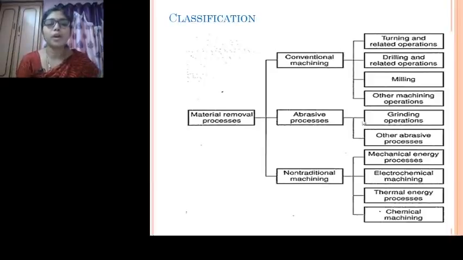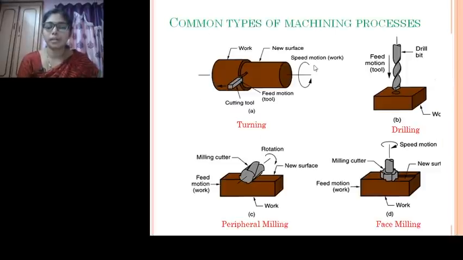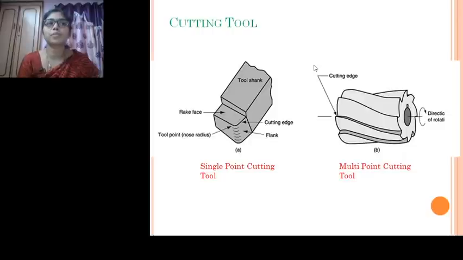Right? So for now, the machining process or the material removal process is classified into conventional machining, abrasive process, like removal of material by using abrasive particles, and non-traditional machining process. Now, in conventional machining, we use different types of tools, like a single point cutting tool, a multi-point cutting tool, or a two-point cutting tool with two cutting edges. What are the different types of cutting tools?